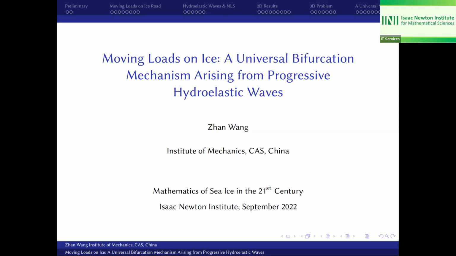So today I'm going to talk about the moving loads on ice. You can imagine a thin elastic sheet on top of a fluid, which is deformed by the load, so moving loads. We try to understand the generation and evolution of these deformations.